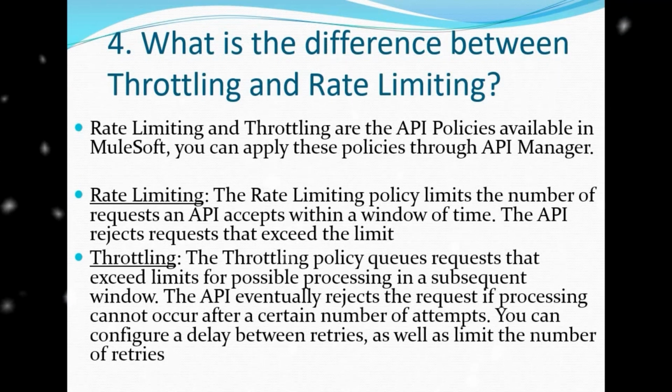Throttling: the throttling policy queues requests that exceed limits for possible processing in a subsequent window. The API eventually rejects the request if processing cannot occur after a certain number of attempts. You can configure a delay between retries, as well as limit the number of retries.